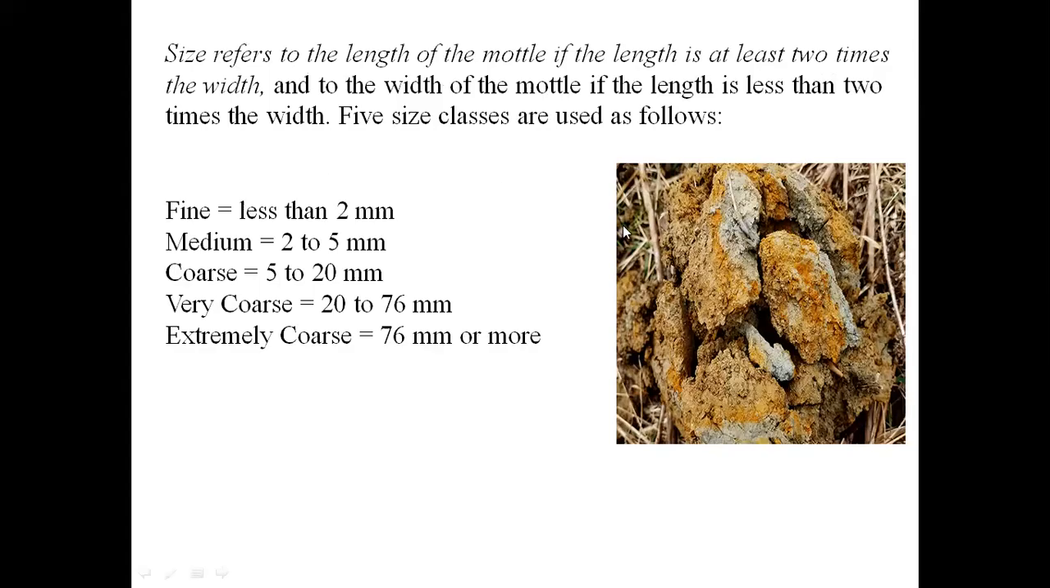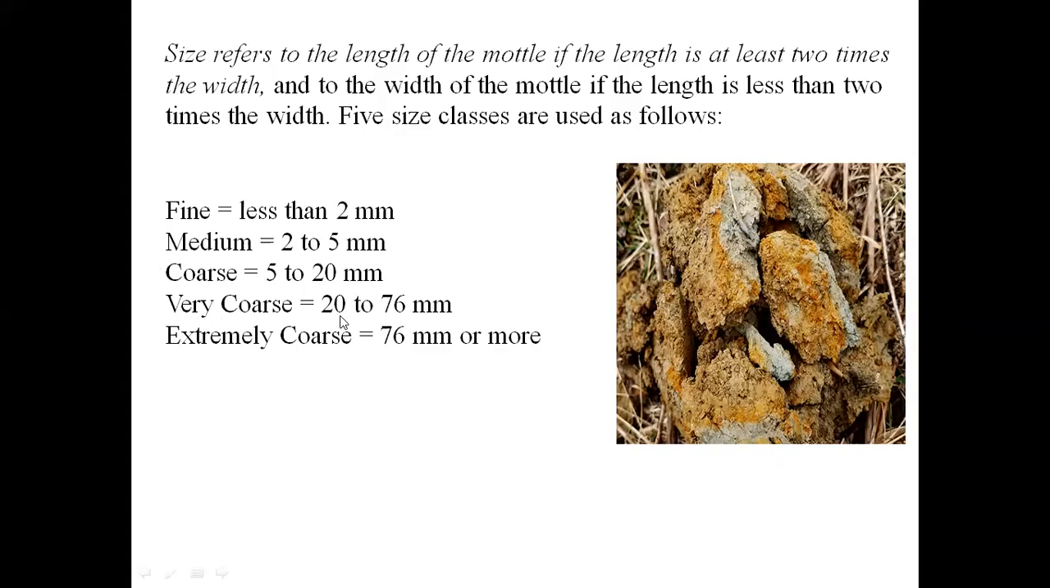If the length is more than 2 times the width, how many length classes of mottles are there? There are 1, 2, 3, 4, 5. Five classes of mottling are there. What are they? If it is less than 2 mm, it comes under fine. If it is medium, 2 to 5 mm. If it is coarse, 5 to 20 mm.